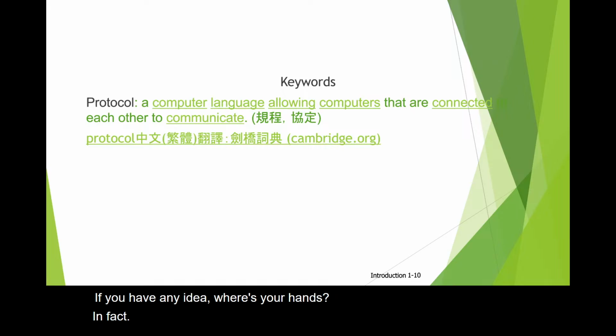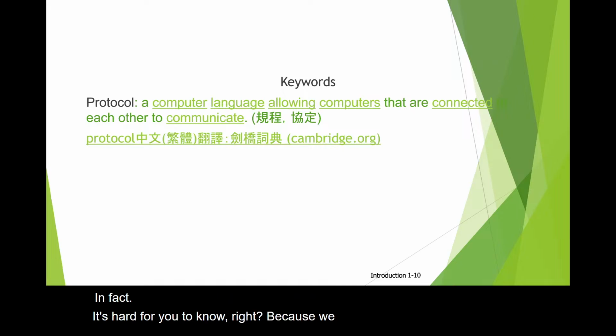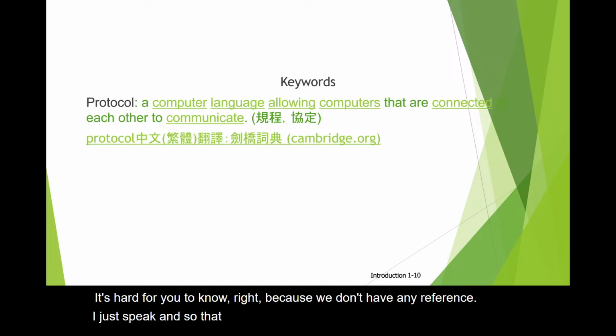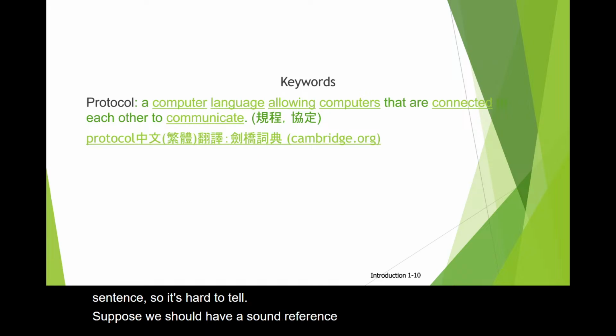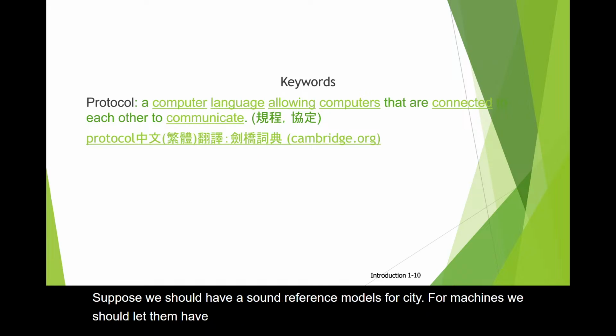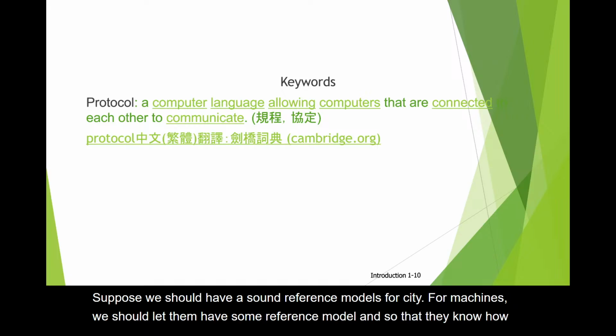It's hard for you to know, right? Because we don't have any reference. I just speak, and you don't have any possible reference because it's the first sentence. So it's hard to tell. Of course, we should have some reference models specific for machines. We should let them have some reference model so that they know how to have the interactions.